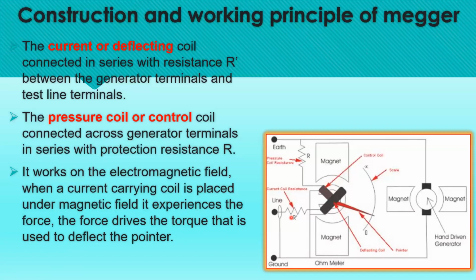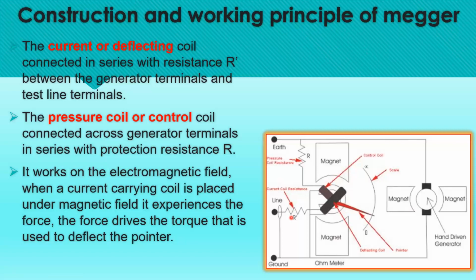When a current carrying coil is placed under the magnetic field, it experiences a force. The force will drive the torque, and that is used to deflect the pointer. Normally, our voltage coil, the pressure coil, will always be energized, and the current coil will be producing the torque. Then the deflection will be present.